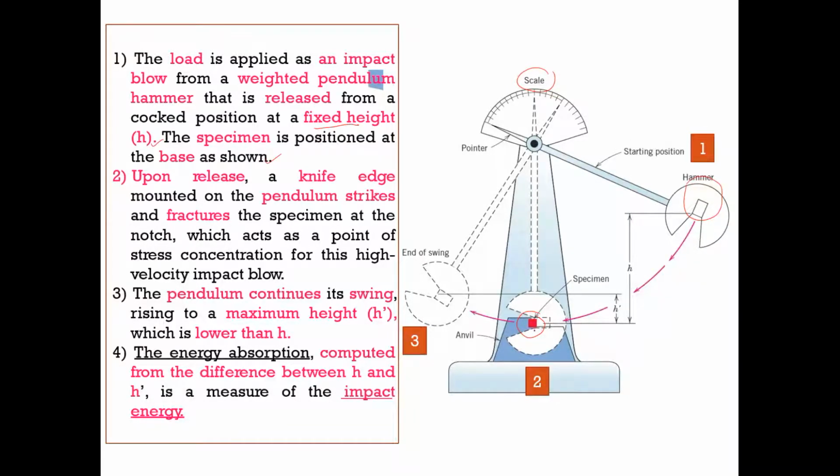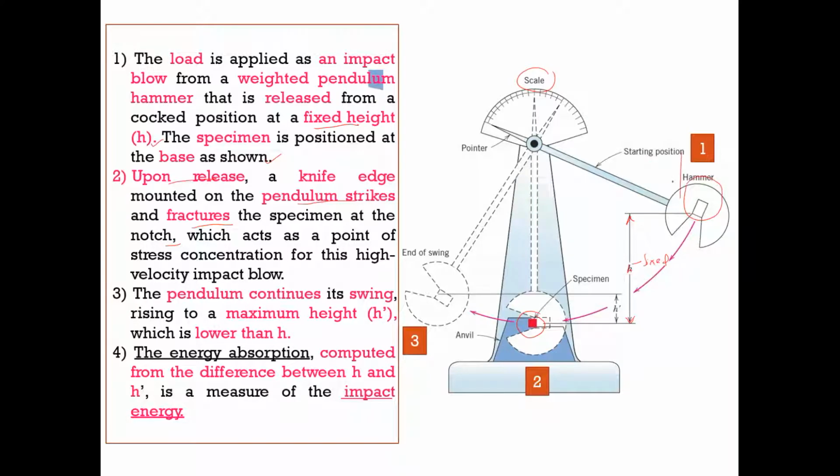So this is the specimen. Depending on whether you use Izod or Charpy, it is based on the specimen position. Then you apply the load with this height H, a fixed height. After that we release the hammer, and upon release, a knife edge mounted on the pendulum strikes and fractures the specimen at the notch.